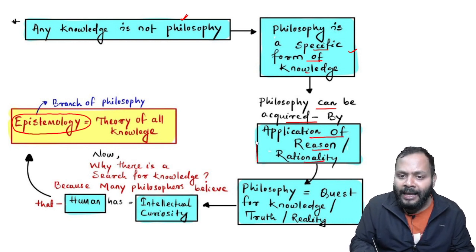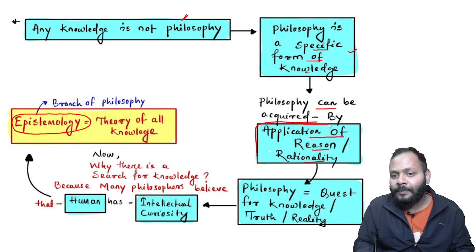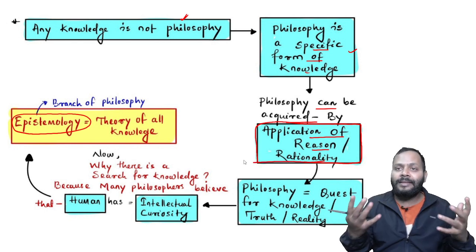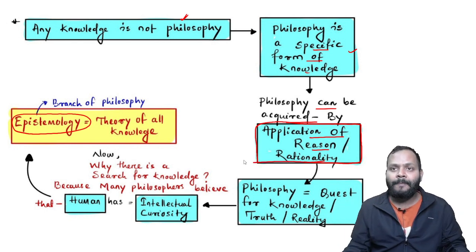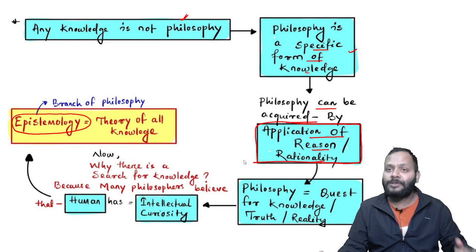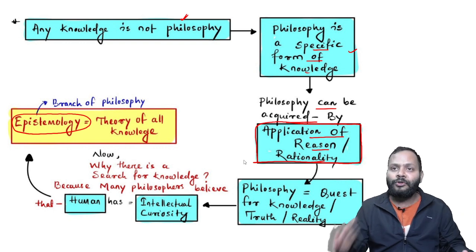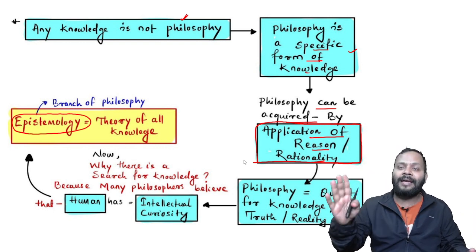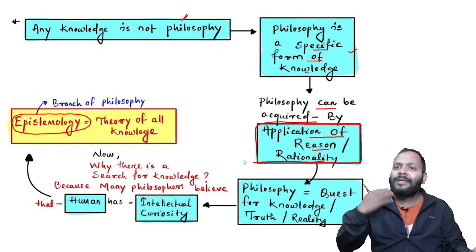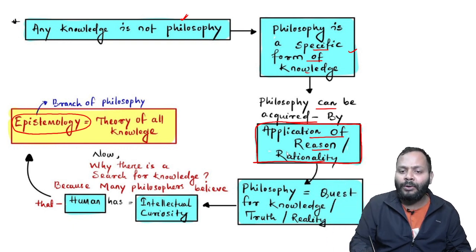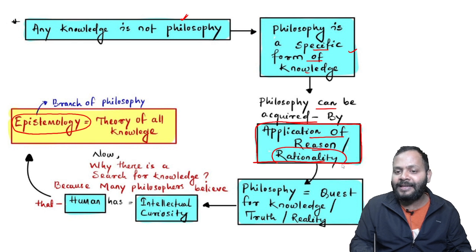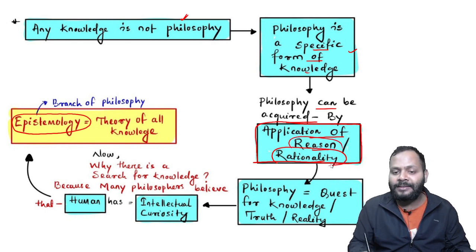Now understand, application of reason. Who is having the ability of questioning? Humans. If any person is doing something wrong, a human has the ability to ask why this has happened. We are always curious to go for rationality, to go for the reason.